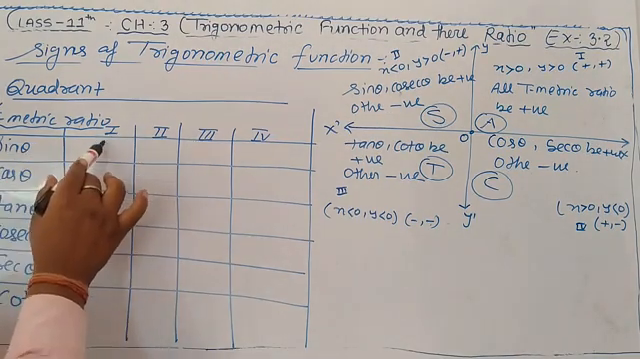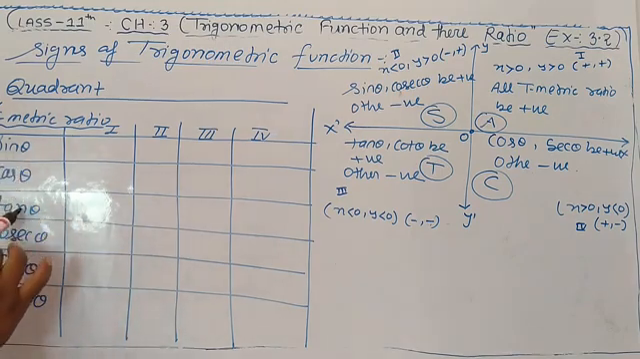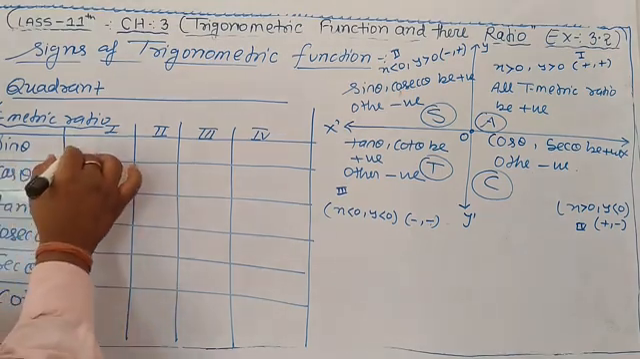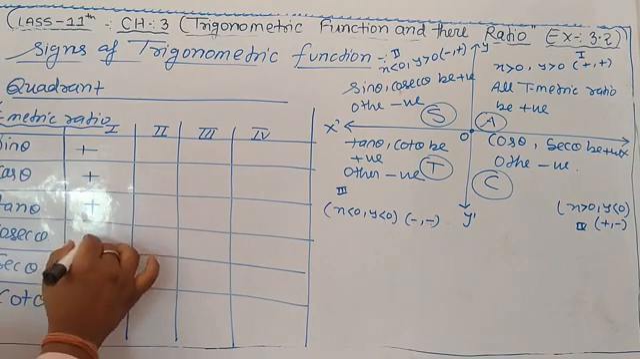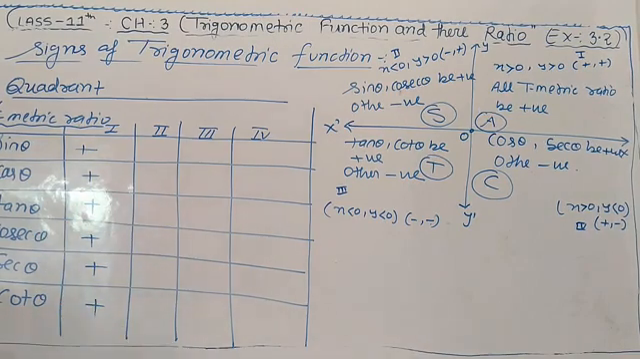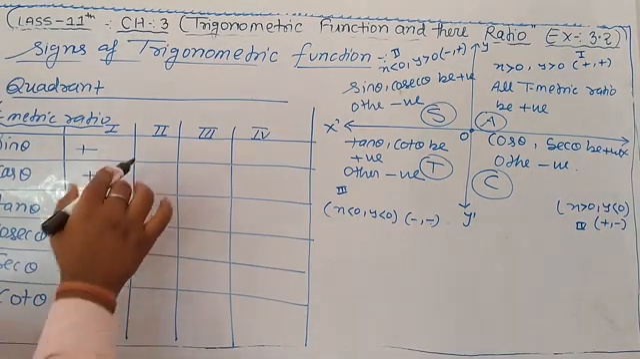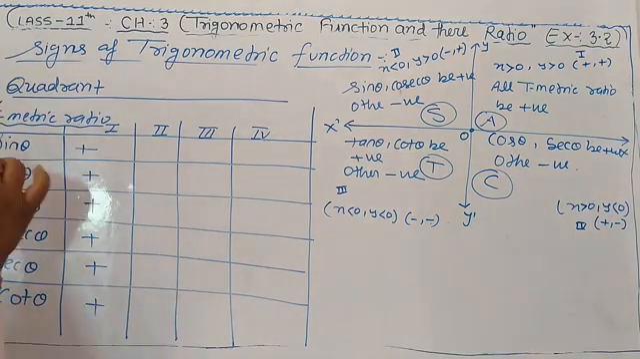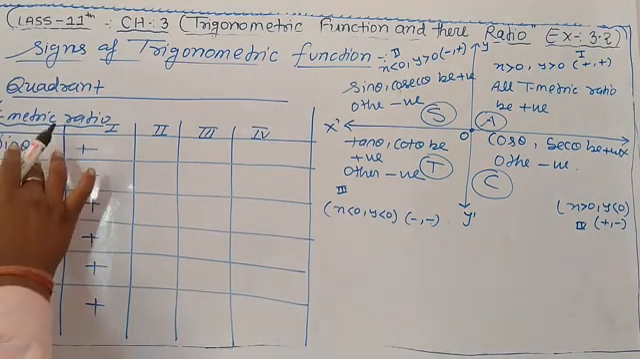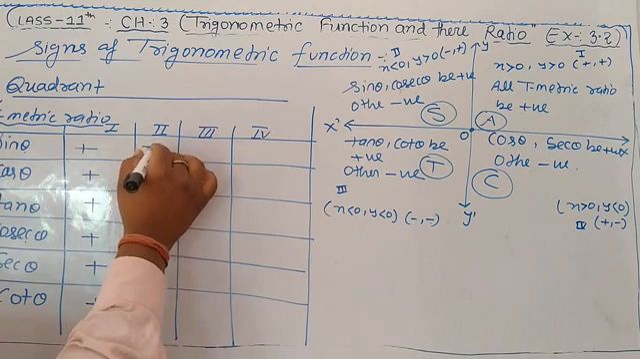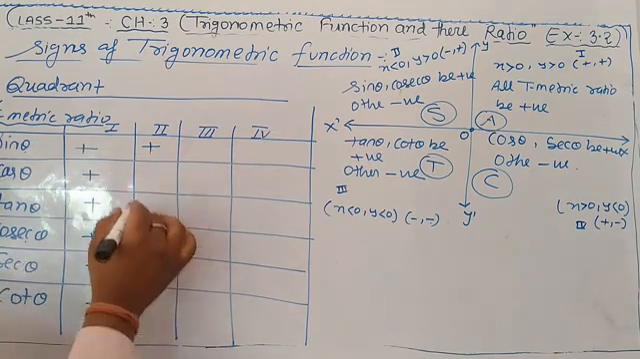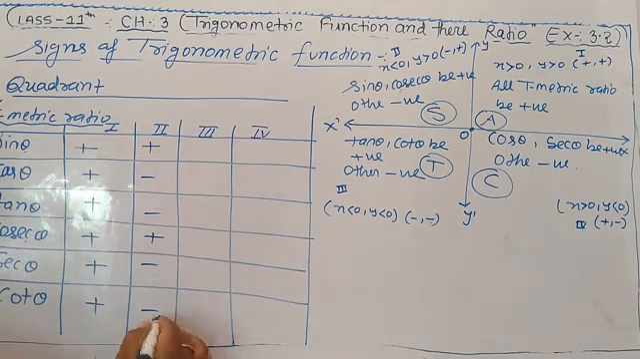Sine, first quadrant, all trigonometric ratios 1, 2, 3, 4, 5, 6 are positive. All ratios will be positive. Second quadrant, student, sine and cosec will be positive. So sine and cosec positive, other negative.